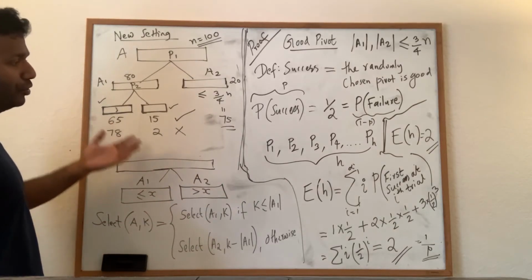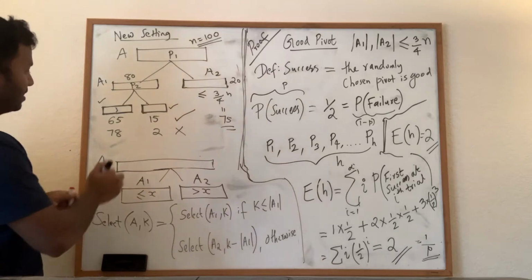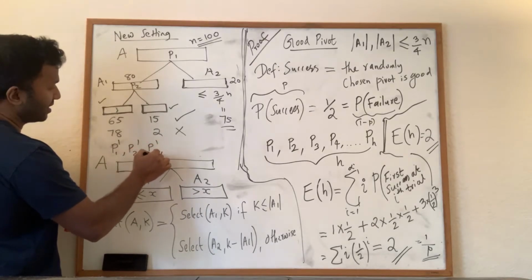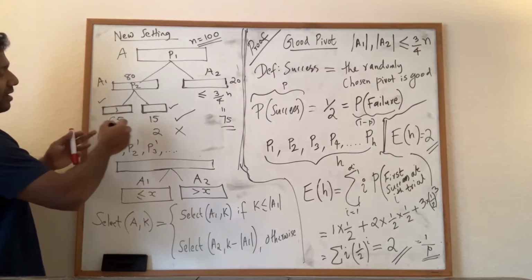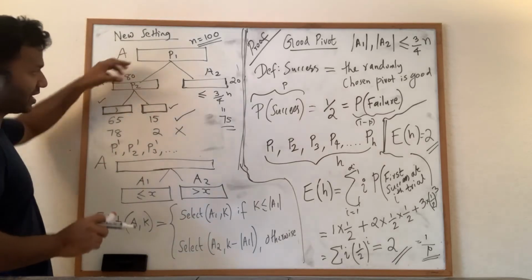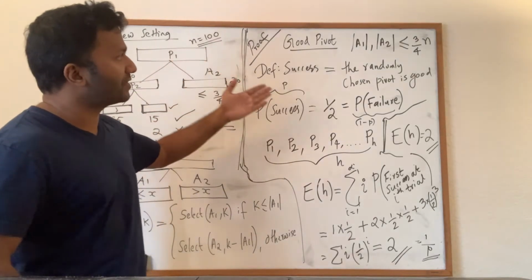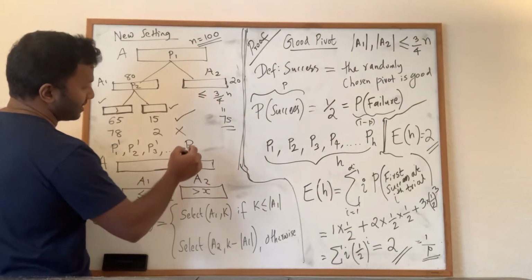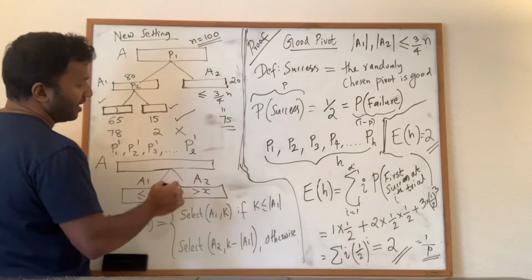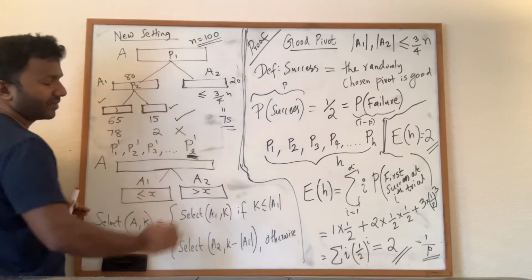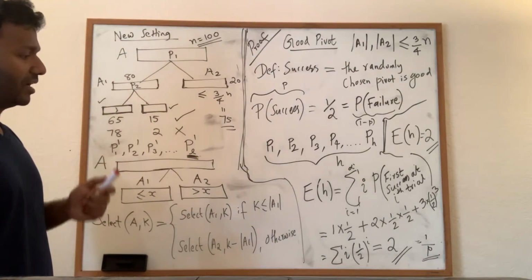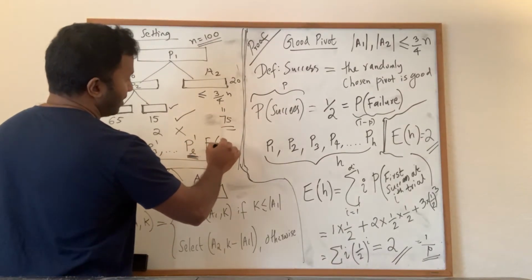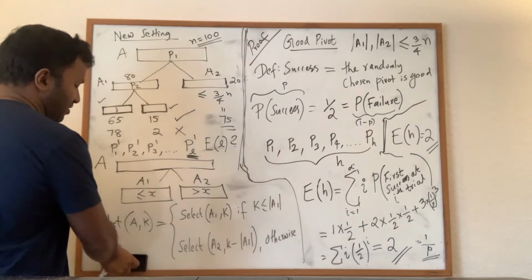So this is what my new procedure is. I'll keep on finding these pivots, let's say P1', P2', P3', etc., until all the subarrays at the bottom level are of size less than or equal to 3n/4. So suppose I find the success after, let's say, L trials. And the question I want to ask is, what is going to be the expected value of L?